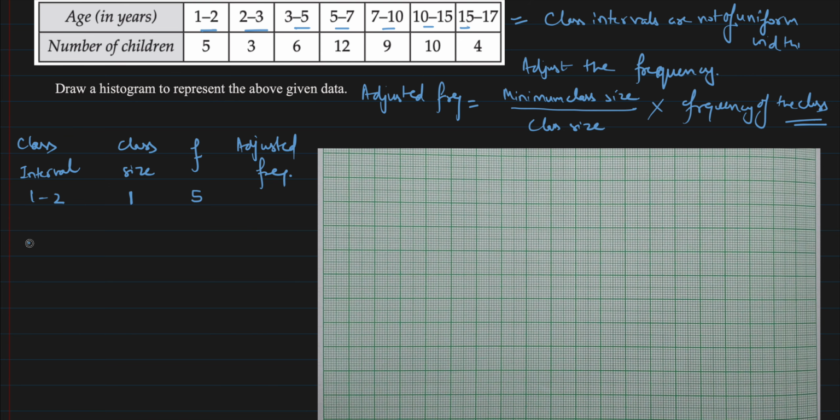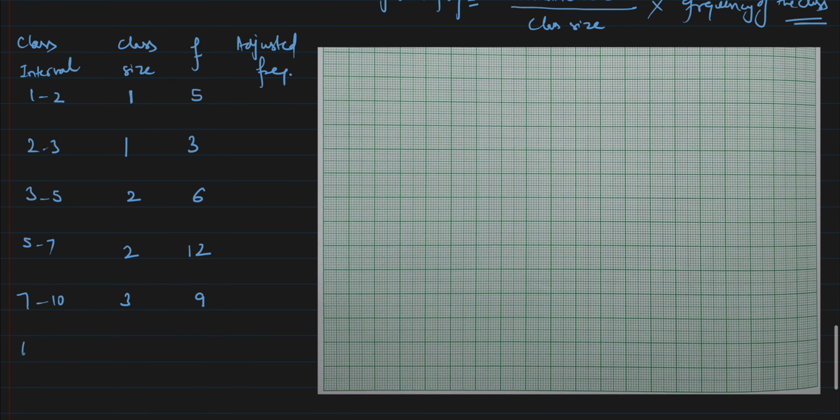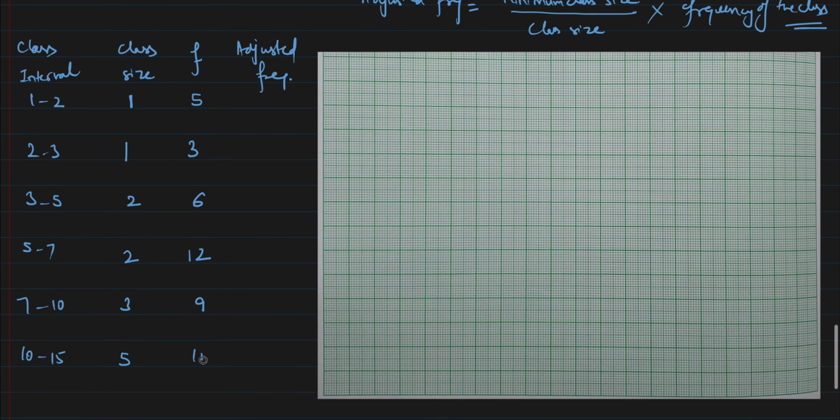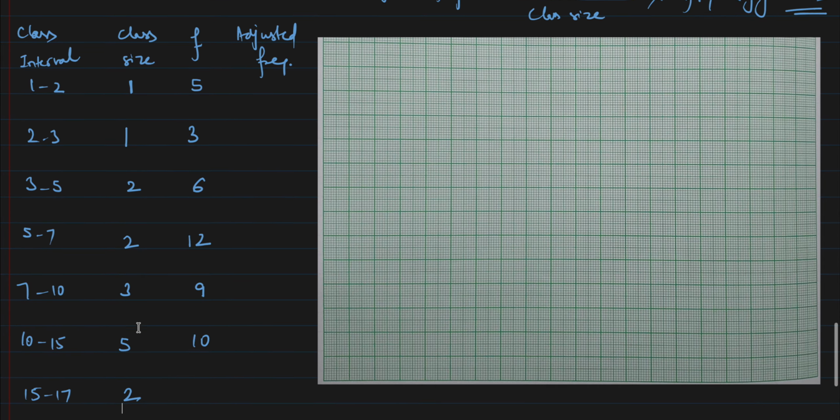Then let's write all of them. 2 to 3, size again 1, frequency is 3. Then 3 to 5, size is 2, frequency 6. 5 to 7, size 2, frequency 12. 7 to 10, size 3, frequency 9. How 3? 10 minus 7, right? Then 10 to 15, class size is 5 and frequency is 10. And then last is 15 to 17, class size is 2 because 17 minus 15, and the frequency is 4.